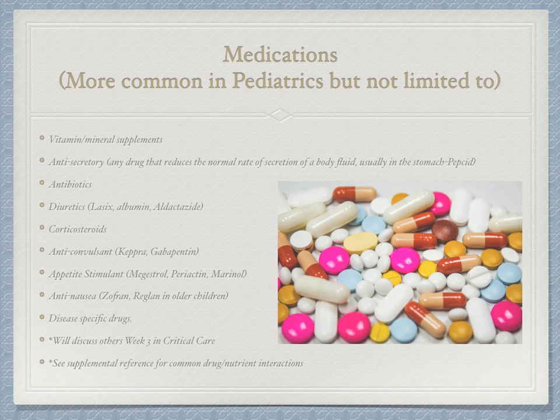When it comes to medications, these are some of the more common ones you'll see in pediatrics, along with examples of brand name drugs. You can look for vitamin and mineral supplements, anti-secretory drugs like Pepcid, antibiotics, diuretics, most common is Lasix and Aldactazide, corticosteroids, anticonvulsants, the most common is Keppra, gabapentin, appetite stimulants, you'll see Megace, Periactin, and Marinol all used, anti-nausea, most commonly used for children is Zofran, and then disease-specific drugs.